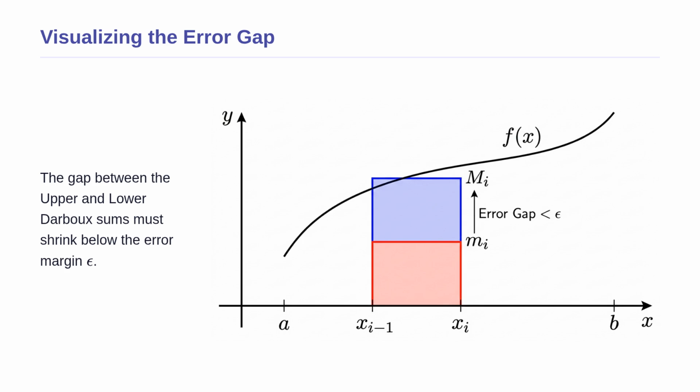The integrability criterion simply demands that the total area of all these gaps combined can be made smaller than our chosen error margin, epsilon.